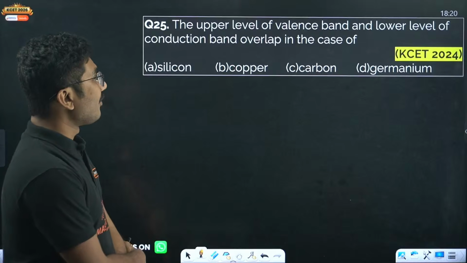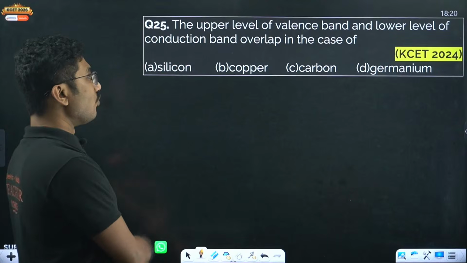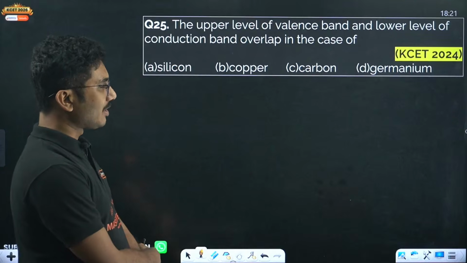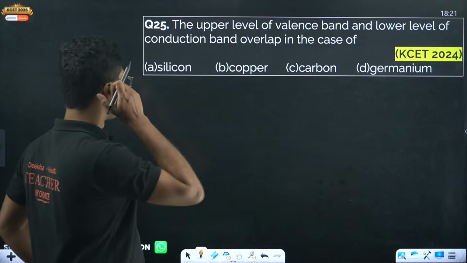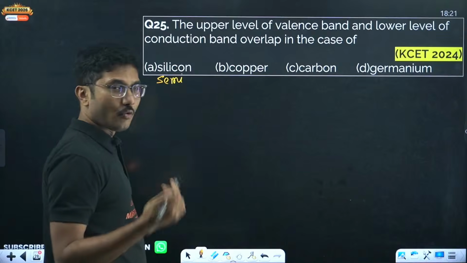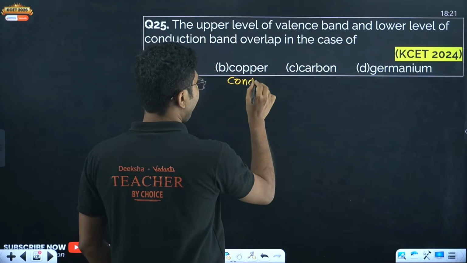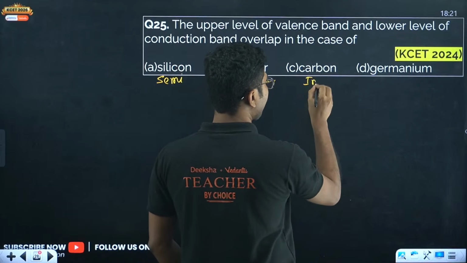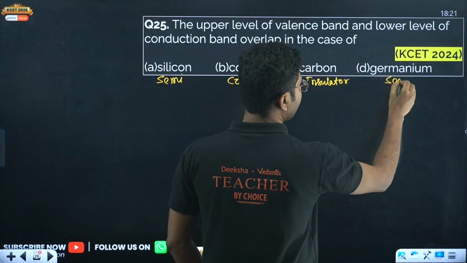The upper level of valence band and lower level of conduction band overlap in the case of silicon, copper, carbon, germanium. Answer this. Option B, yes. This is a semiconductor, so it does not overlap for semiconductor. This is a metal, that is a conductor. Normal carbon is an insulator, and germanium is also a semiconductor.